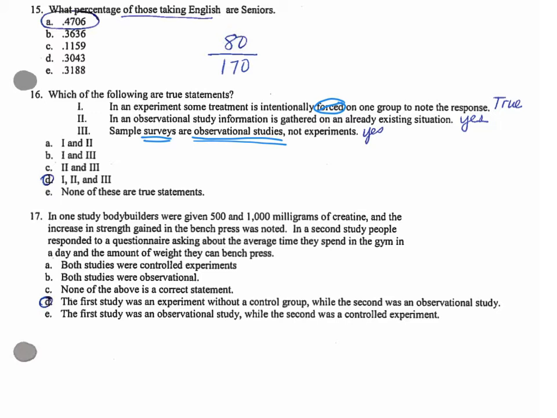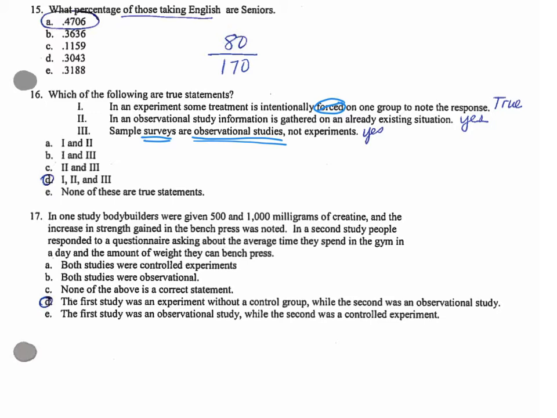Yes. Number 2, would a prospective study be gathered on an existing situation? Situation, yes, because you could even take identifying the kindergartners. They're already existing, and then you're going to follow them. Yeah, not already existing data, already existing situation.